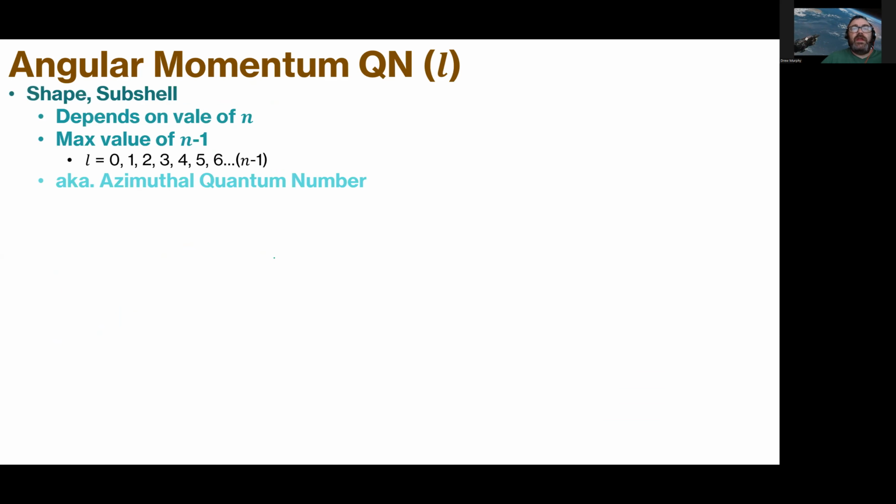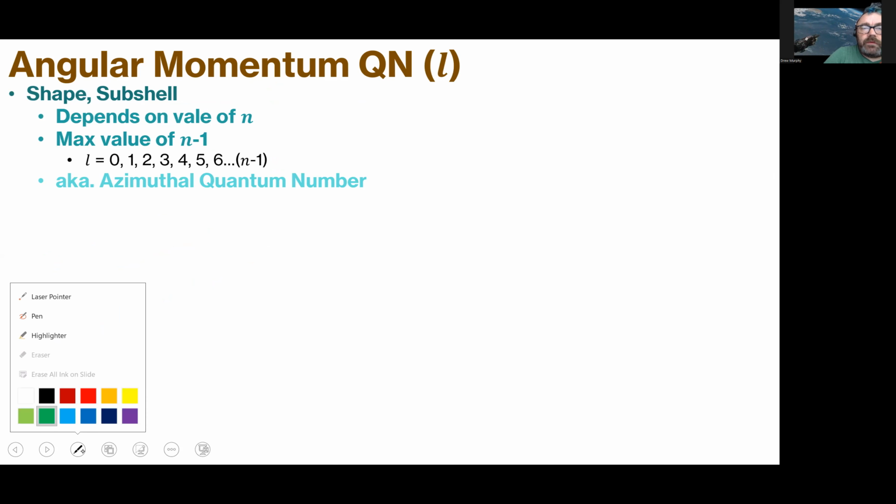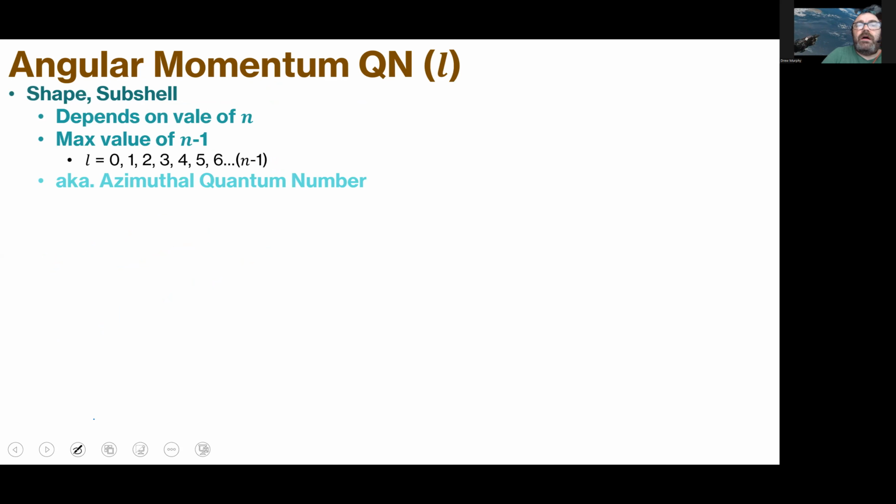What's next? Okay. Angular momentum quantum number. This is L. L is probably what we're going to think of as one of the more important ones. L defines the shape of an orbital and what we call the subshell. So this is like nesting layers of stuff. n defines generally the value of the energy and the shell. Inside that n level are sublevels that are defined by the value of L.